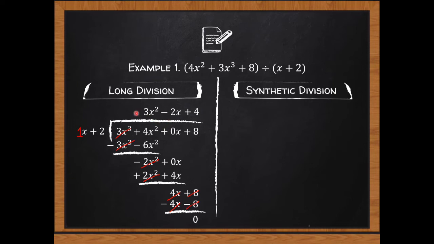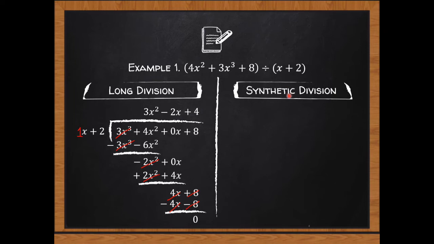Now, quotient is 3x squared minus 2x plus 4. And yung number na nasa ibaba po, which is 0, is actually the remainder. But then since 0 siya, we have no remainder. And now, let us try using synthetic division to divide this polynomial by this binomial to see kung parehas lang ba ang sagot na makukuha natin.